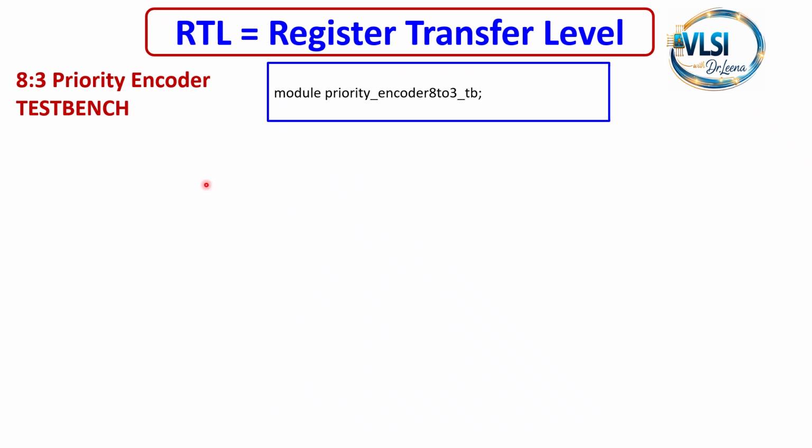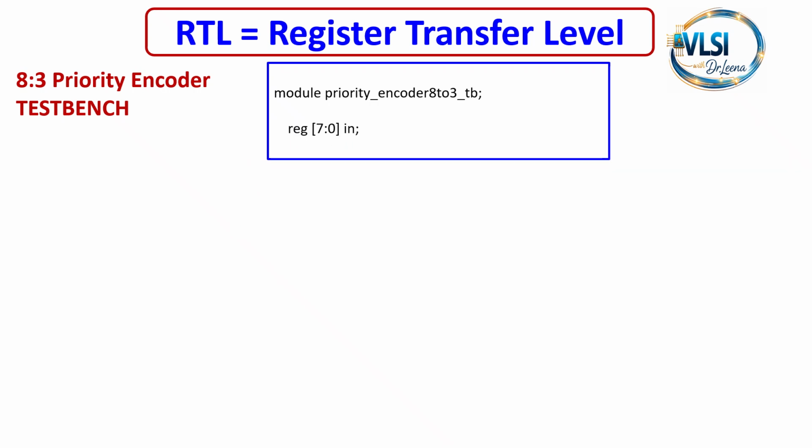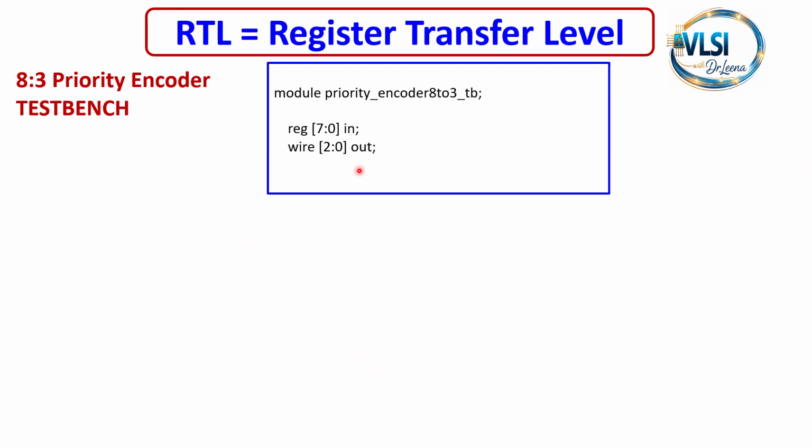This is the test bench of the 8:3 priority encoder. First thing is we are starting it with the module and the module name. After that we are going to assign the inputs and outputs using reg and wire. First you see we have assigned the input, that is 8 input lines, using reg, and then we assigned the output using wire.